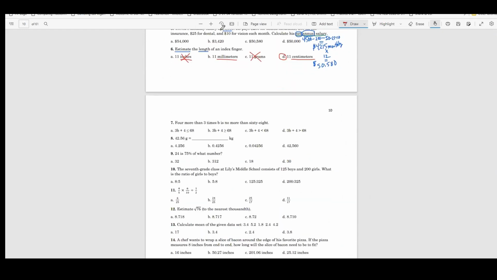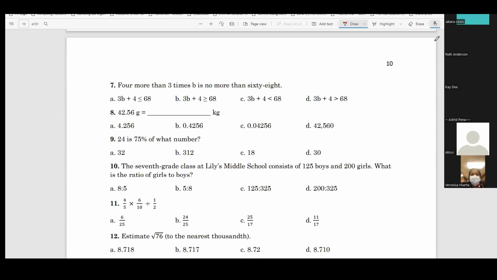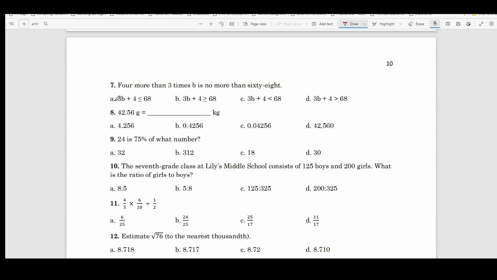All right, let's take a look at number 7. This is an example of translating a phrase, and this can be found in cluster 5. All right, so let's try number 7.